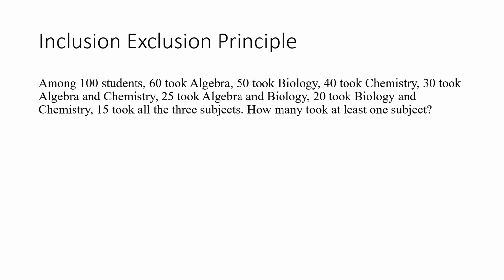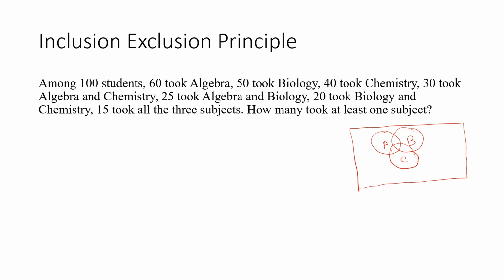So the first thing to solve this kind of problem is to draw the Venn diagram so that we can easily understand our required region. So here I'm drawing the Venn diagram. This is a universal set. This is the set A, which represents algebra. This is set B, which represents biology. And this is set C, which represents chemistry.